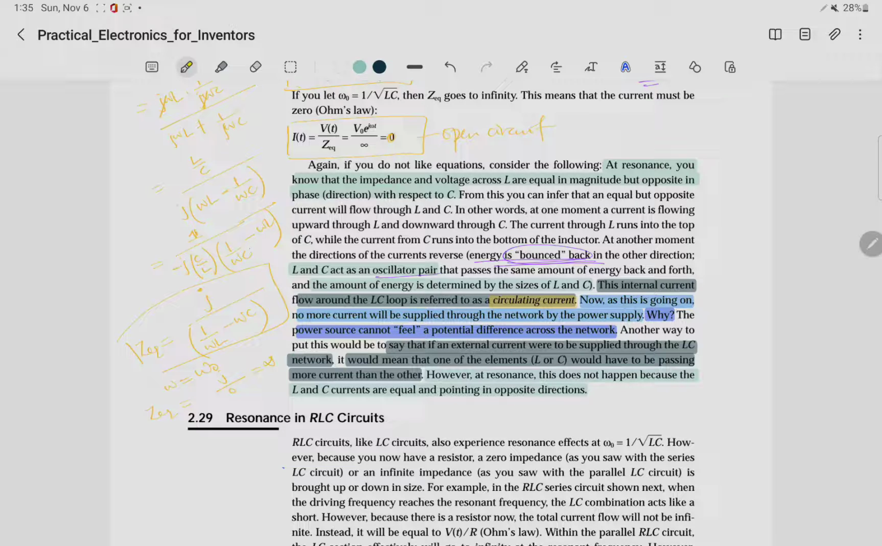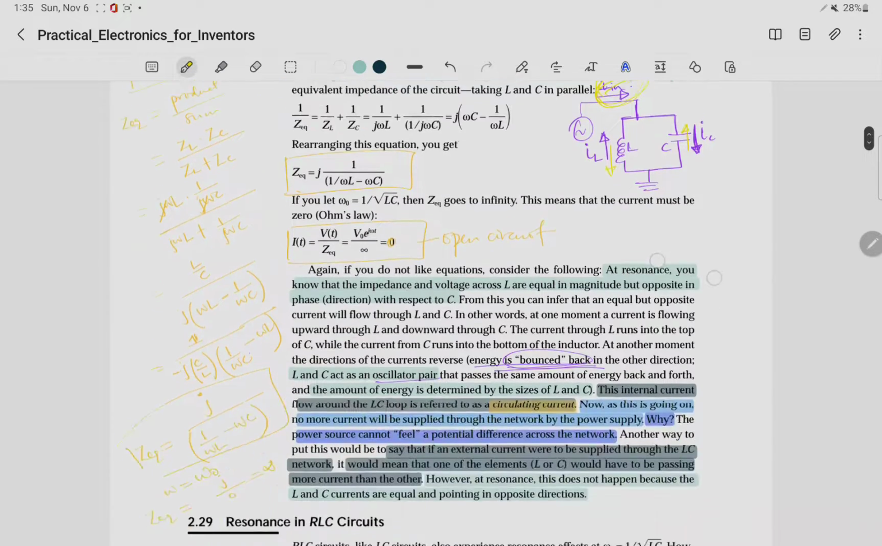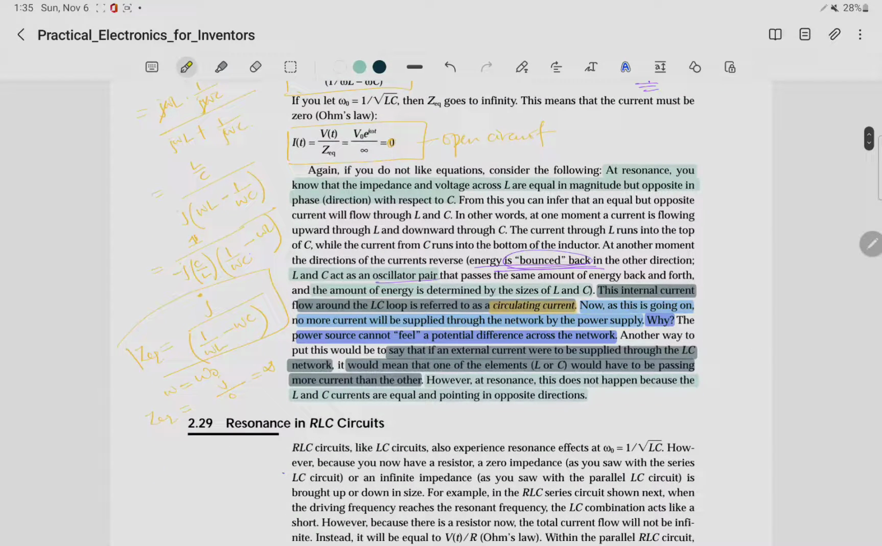Now, as this is going on, no current will be supplied through the network by the power supply. So this current will be 0. No current will be supplied by the power supply because the power source cannot feel a potential difference across the network.